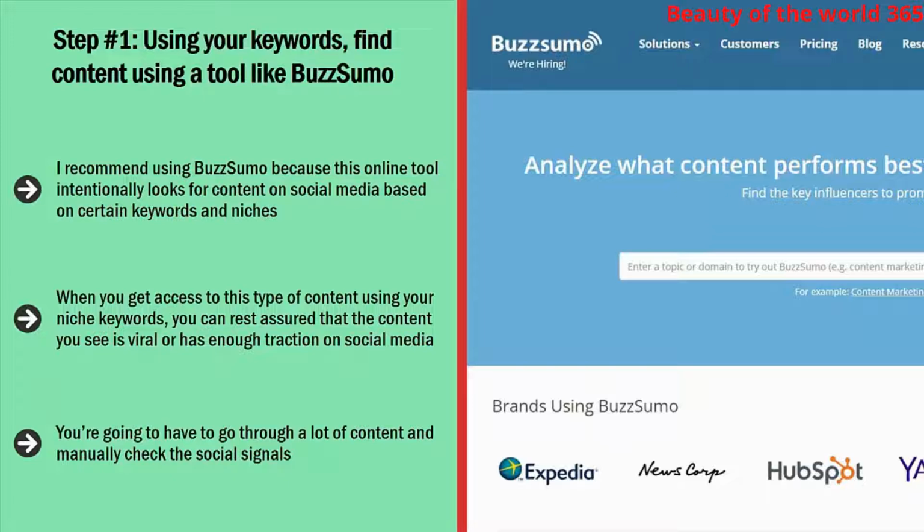You don't have to use BuzzSumo. There are other similar tools out there. Regardless, you need to use that kind of tool. Otherwise, it's going to be very hard for you to do this manually. You're going to have to go through a lot of content and manually check the social signals. It's very tedious. It burns a lot of time. In many cases, you are still not sure if you got the right content.